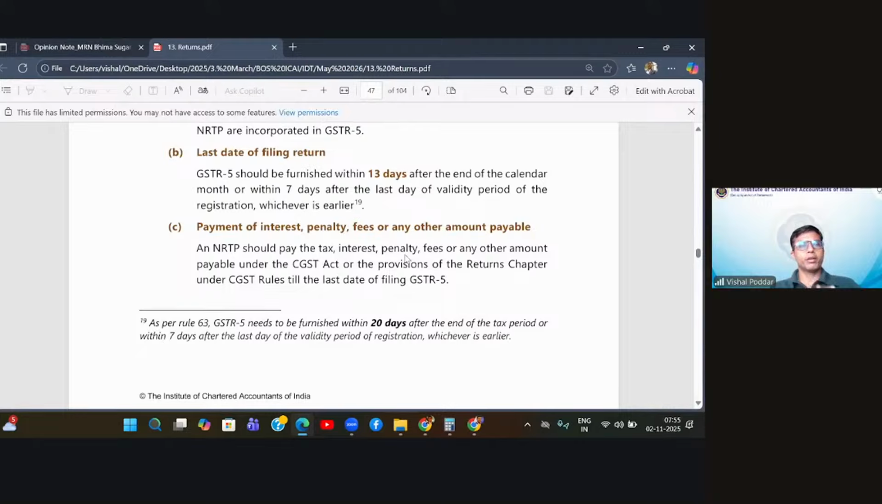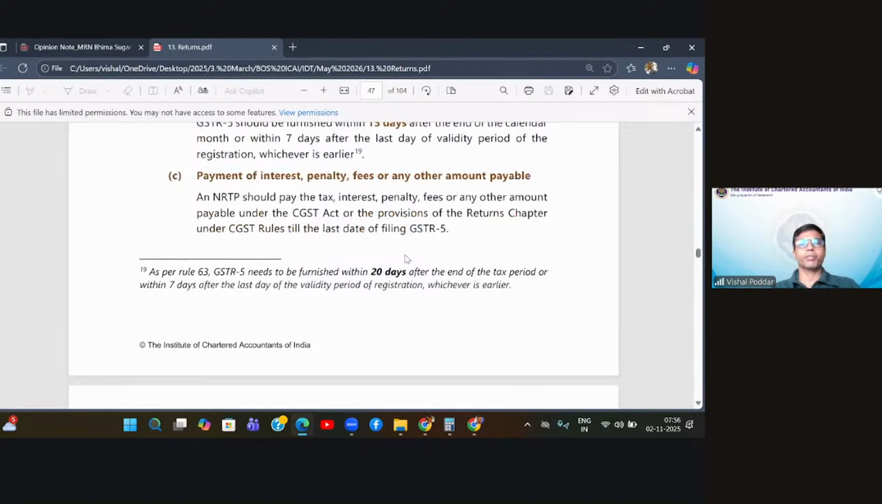But if they have taken registration which extends beyond the month, then they have to file within 13 days after the end of the calendar month. So let us say he has taken registration for the whole 90 days, which is the period allowed. Then for November month's details, he has to file GSTR 5 by 13th of December. But sorry, for October by 13th of November, for November by 13th of December, and so on.